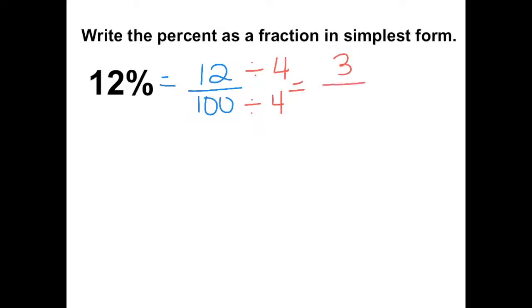Write the percent as a fraction in simplest form. 12% can be written as 12 over 100 because every percent is out of 100. Now we can simplify by dividing the numerator and denominator by 4. This gives us 3 over 25.